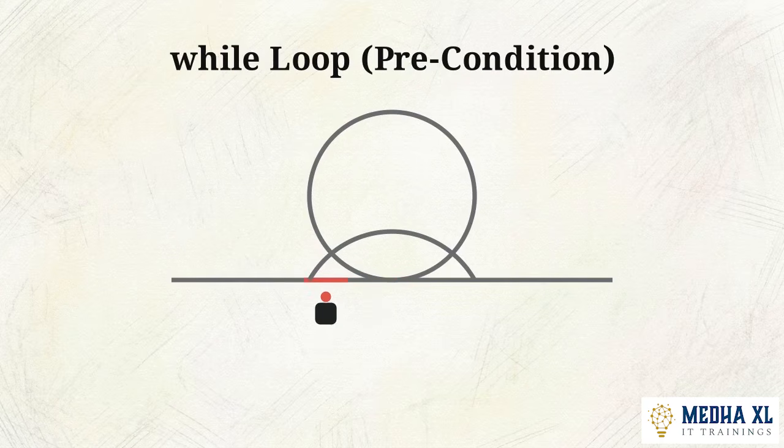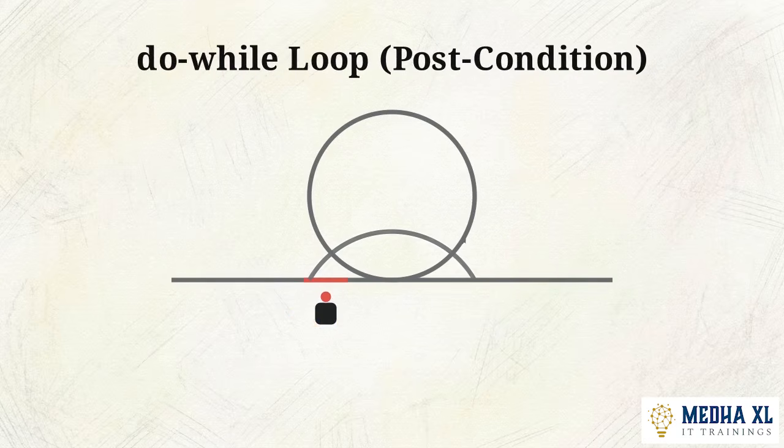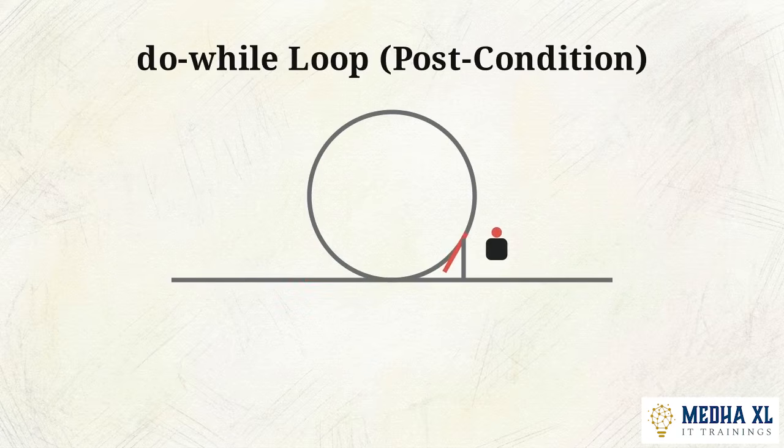This animated diagram models a while loop as a precondition execution engine. Notice that the condition evaluation acts as a toll booth located explicitly before the code block is entered. The consequence of this structure is absolute. If the initial state is false, the toll booth stays closed. A while loop may execute 0 times.